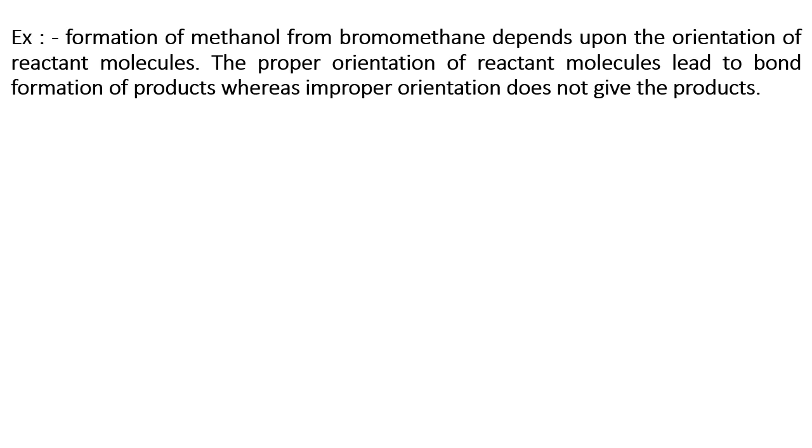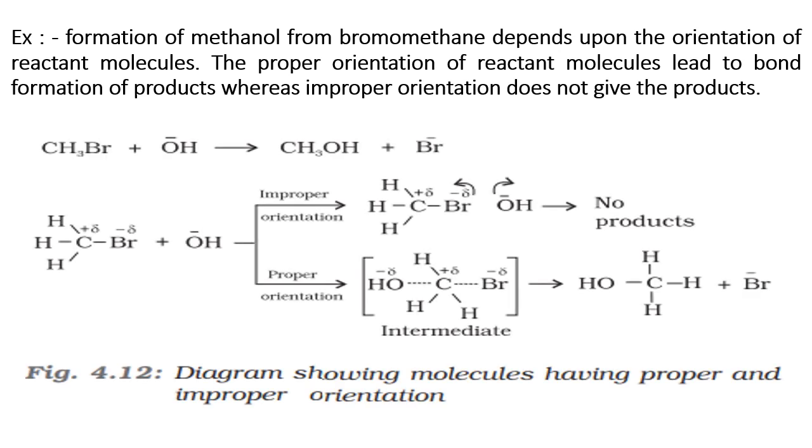Let us take an example of formation of methanol from bromomethane, which depends upon the orientation of the reactant molecules. The proper orientation of reactant molecules lead to bond formation of the products, whereas improper orientation does not give the products. In the following equation you can see, in case of improper orientation there will be no formation of products, but in case of proper orientation of the reactant species there will be formation of intermediate which on decomposition gives the products.